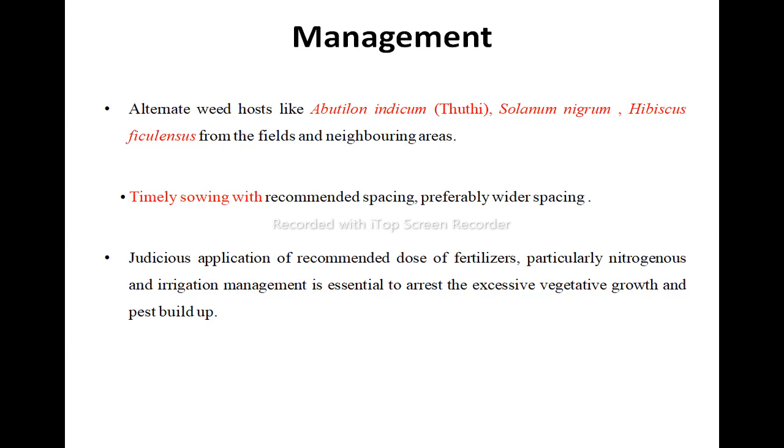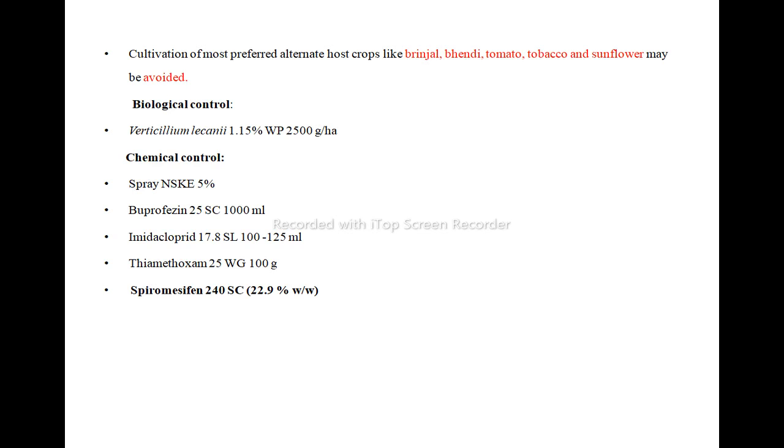Next is judicious application. If we want to control the whitefly in the cotton system, we should go for judicious application of fertilizer, especially nitrogen. If we are applying more nitrogen in the cotton fields, means more vegetative growth, and more vegetative growth is preferred by the whitefly. So we should go for judicious application of nitrogen fertilizer.